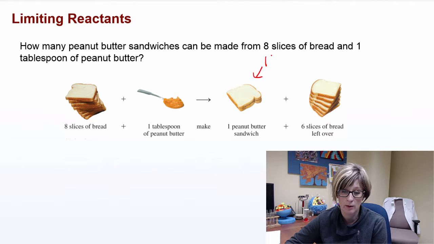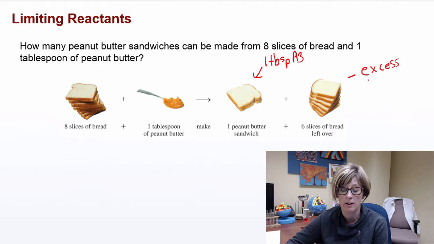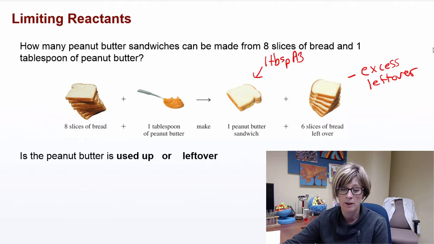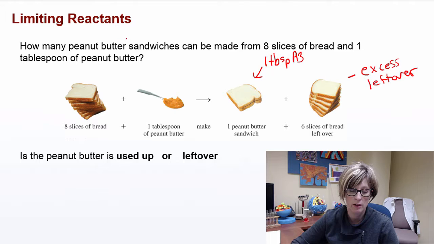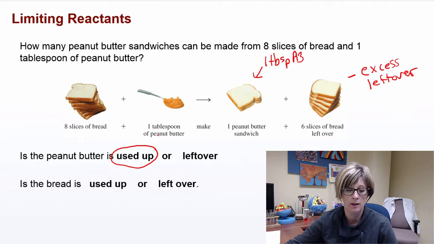Because here we're using up all of our peanut butter in just the 1 sandwich. So now our bread is in excess. We've got bread left over. So whenever you do a question like this, you should think about what's used up and what's left over. So in this one, is the peanut butter used up or left over? Well, the peanut butter is used up. And then, is the bread used up or left over? Well, we already discussed that. The bread is left over.